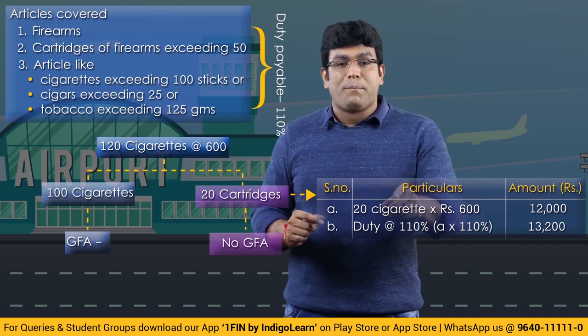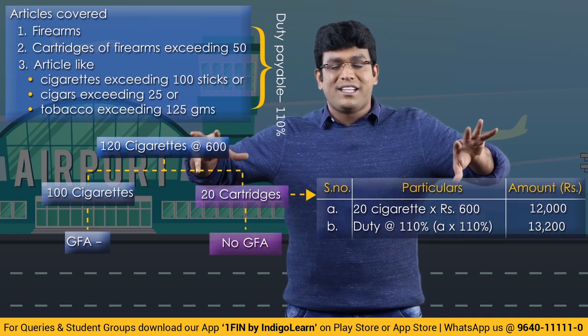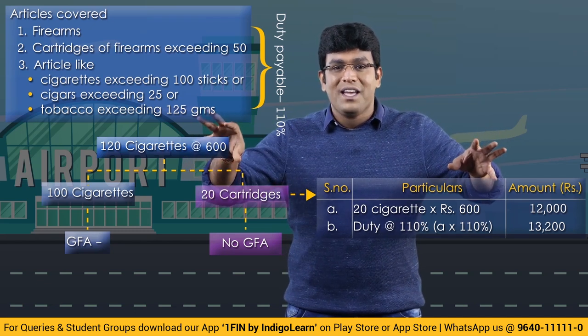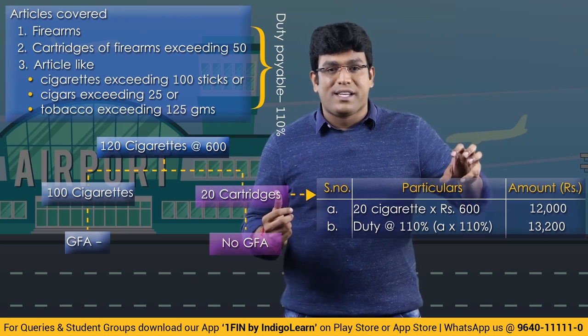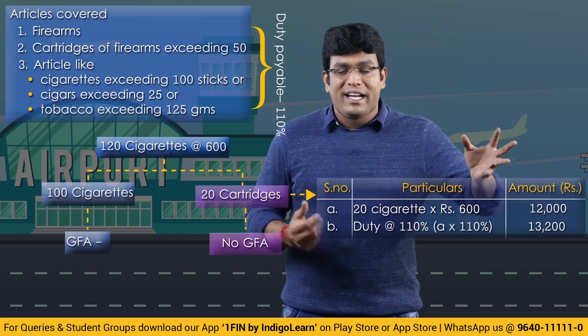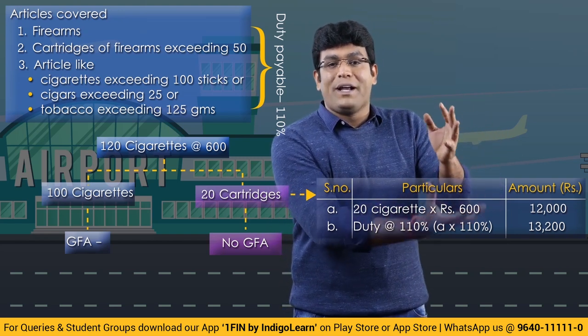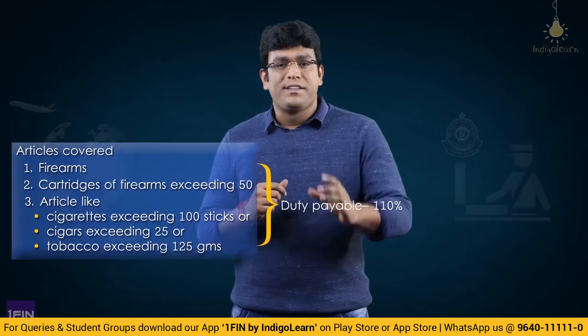That is why when the person has brought 120 cigarettes, we will bifurcate as 100 cigarettes and 20 cigarettes. For the 100, we will consider them for GFA: 60,000 minus 50,000, 10,000, at 38.5%. But the 20 cigarettes into 600, 12,000, are an annexure 1 item. So on that, we'll pay duty at the rate of 110%. So annexure 1, 3 points done.